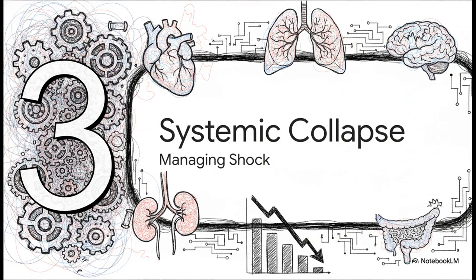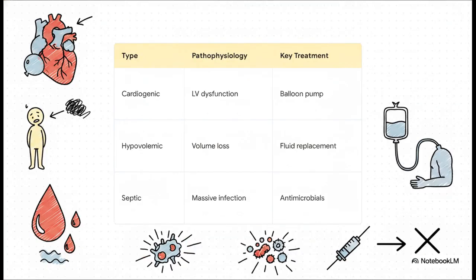Section 3. Systemic collapse, managing shock. You absolutely have to have these three main types of shock locked down. Notice how fundamentally different their root causes and treatments are. Cardiogenic shock is a pure pump failure, often caused by the MI we were just talking about. The left ventricle dysfunctions and cardiac output just drops off a cliff. Assessment-wise, you're going to see pale, clammy skin and severe oliguria, like less than 20 milliliters of urine an hour. Treatment: intra-aortic balloon pump and vasopressors.